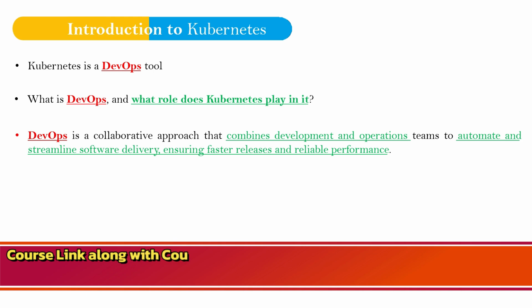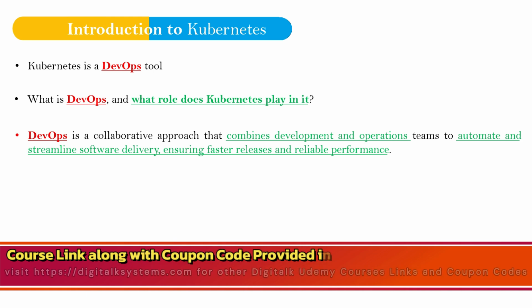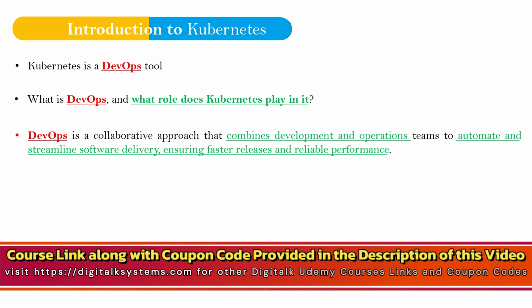Development means when we do the development of our software. And then operations: once the development is completed, we deploy it in the production environment, when it is in the operation and maintenance phase, and that is called operations. Now, between development and operations, there are multiple phases.